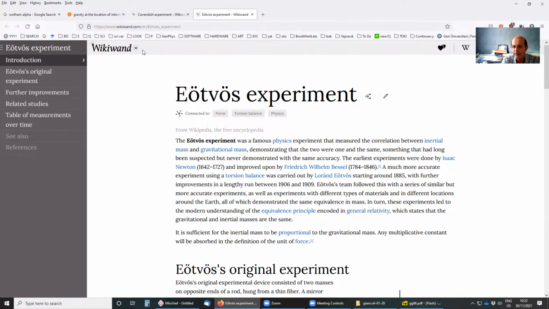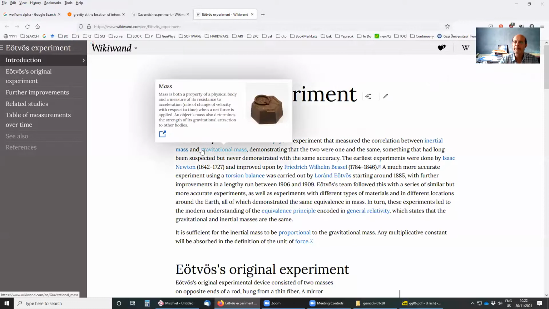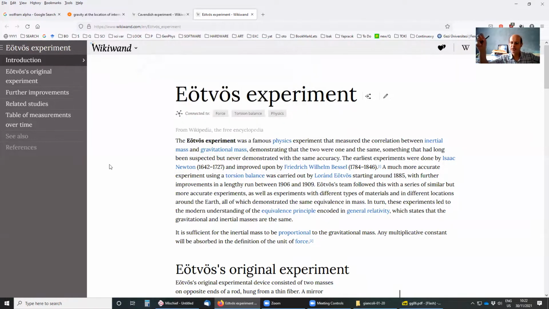This is the Wikipedia page, right? This actually remained from the times where Wikipedia was forbidden in our country. In any case, I was using Wikiband at that time. But it's basically an experiment that tries to determine if different particles have different gravitational to inertial mass ratios.